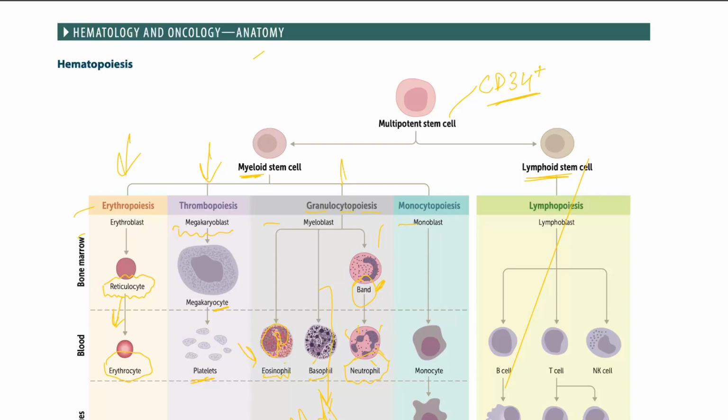Now let's talk about monocytopoiesis. Monoblast, when they come to blood, are called monocyte, and when they go to tissues, are called macrophage. Macrophages, dendritic cells, Kupffer cells are all macrophages, but in different tissues.